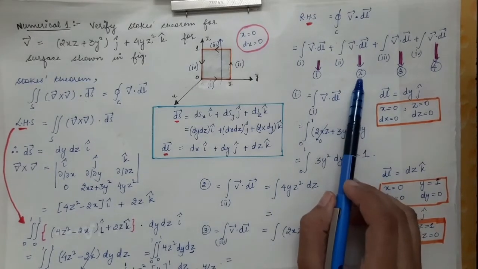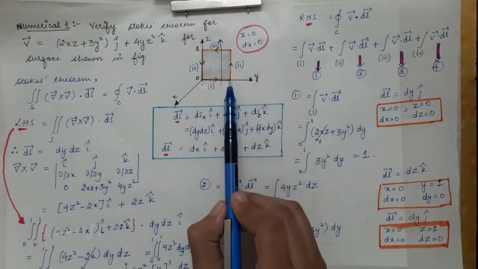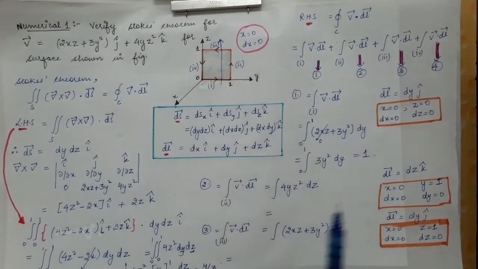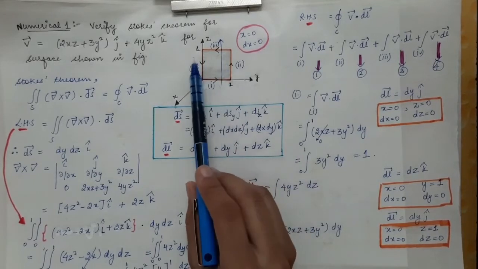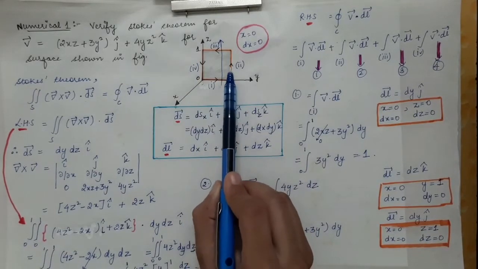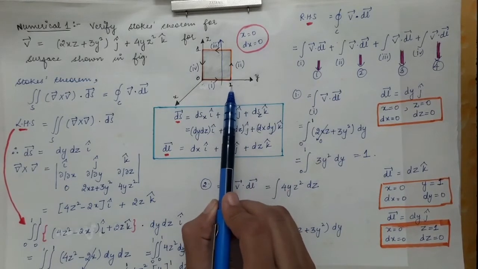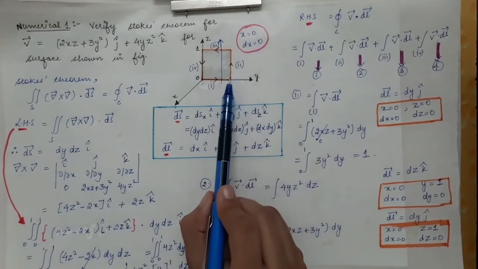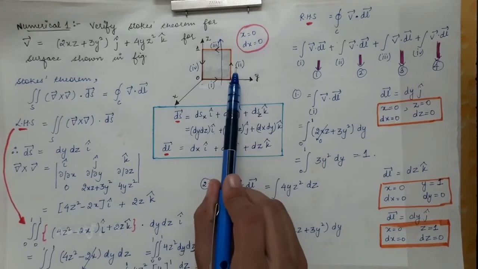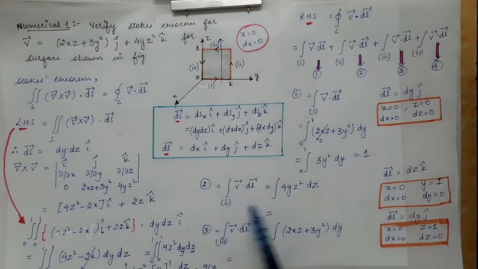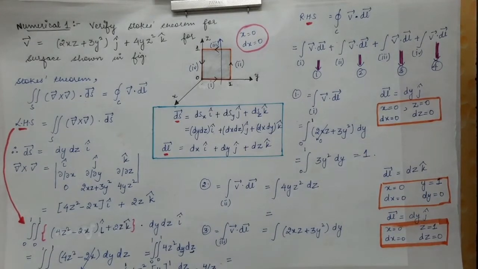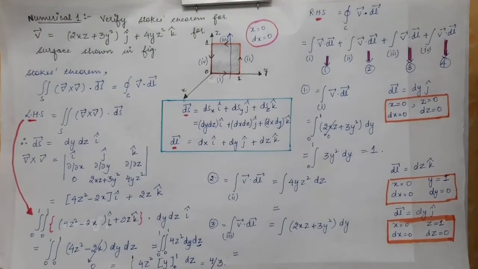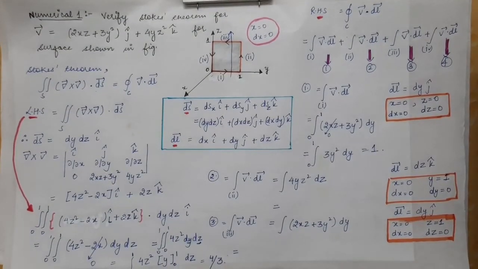Now we are evaluating the second line integral, that is this path. We are going from this point to this point. So along the second path, the z variable will change. Now on this path, y is always constant, y is equal to 1. Along the second path, y is equal to 1 and z is changing, so dy will be equal to 0.